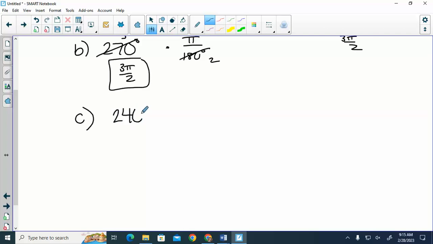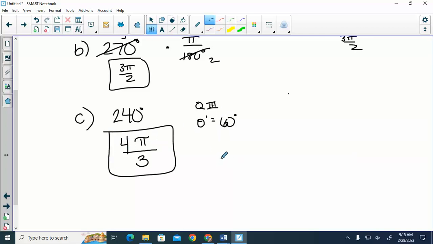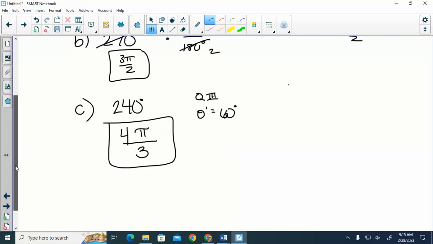So 240. Okay, maybe a little less obvious. So let's talk quadrant and reference angle for a second. What quadrant is 240 in? Reference angle. So 240 minus 180 is 60. Okay, we know that 60 degrees is pi over 3. And in the third quadrant, the pattern is the top is 1 more. 4 pi over 3. Do you guys see where I'm getting these without pulling out a calculator? Do you feel like you could do that?